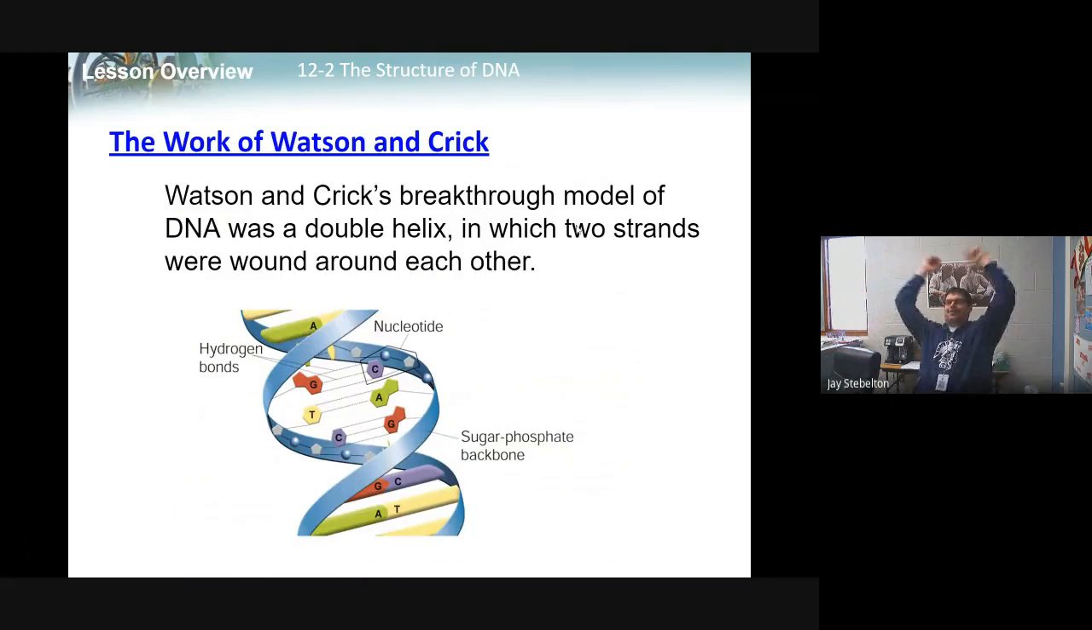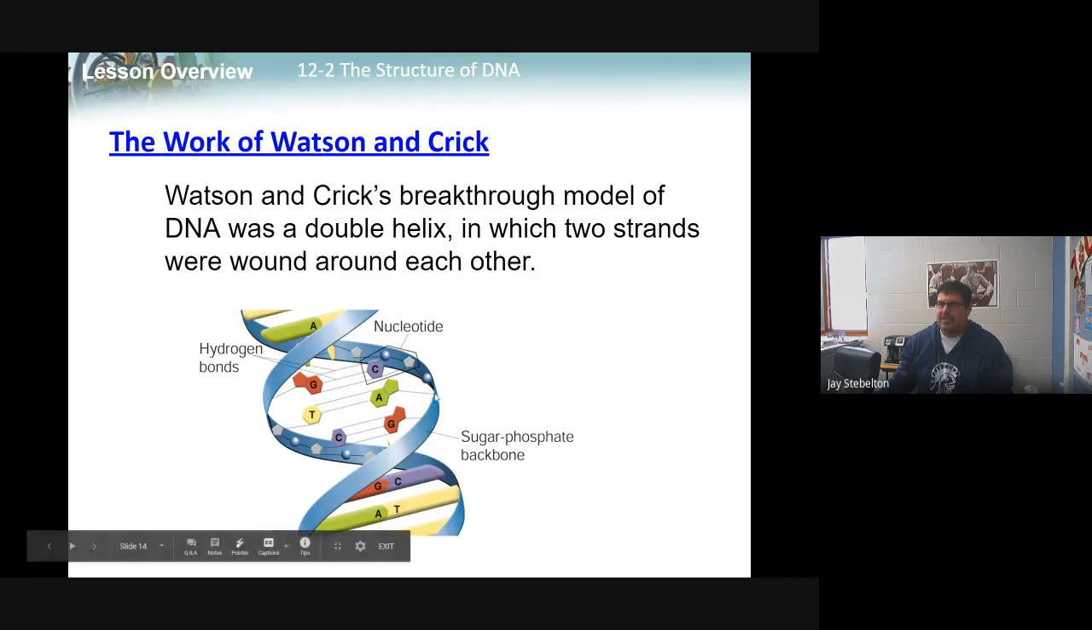Okay, so here's Watson and Crick's breakthrough model. Now look at this right here. Watson and Crick came up with the two strands wound around each other. But this is what I want you to see here. The entire sides of the ladder are made up of sugar and phosphate. So we call it the sugar phosphate backbone. All of this is sugar and phosphate put together.